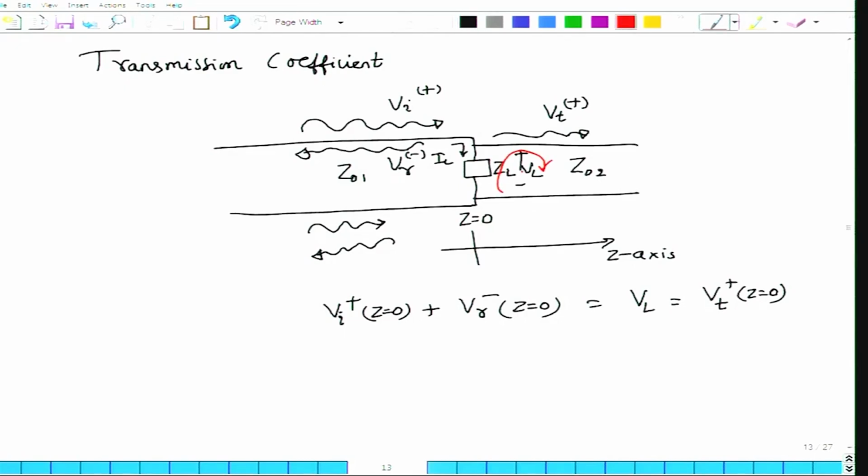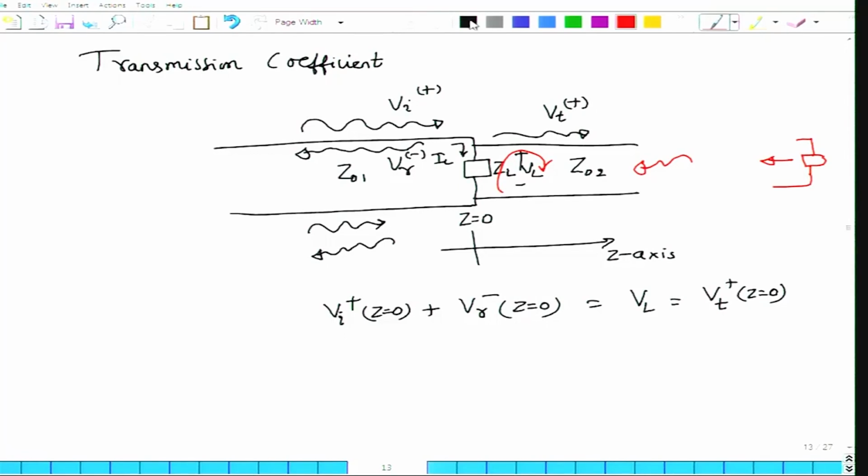So, if you approach this load from the right hand side, that voltage will be Vt plus at z equal to 0, and that would be equal to the voltage on the load. Clearly, there is no reflection here because the load we have kept is at infinity, and it would take almost an infinite time to come back.